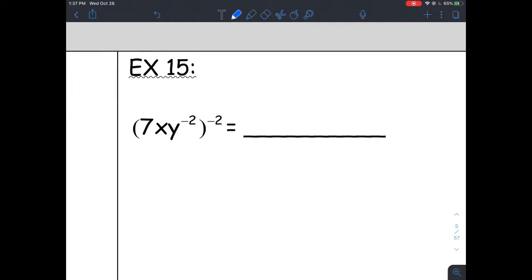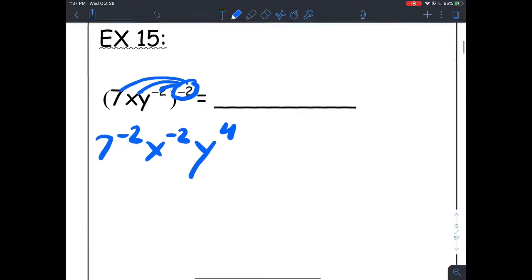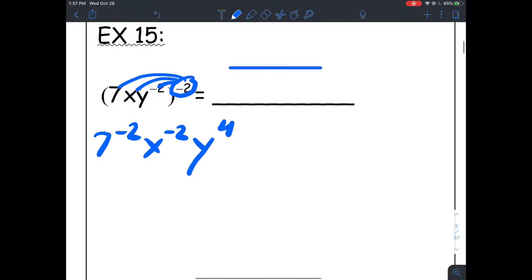All right, number 15. Since everything is being multiplied on the inside, we can go ahead and distribute this. So we get 7 to the negative 2, x to the negative 2, and y to the 4th. Now this is very important, so pay very close attention to how I do this. In this problem, we have some positive and negative exponents. So when we rewrite this, since I have both positives and negatives, I'm going to make my fraction bar. My positive powers are going to go on top. My negative powers are going to go onto the bottom and become positive.